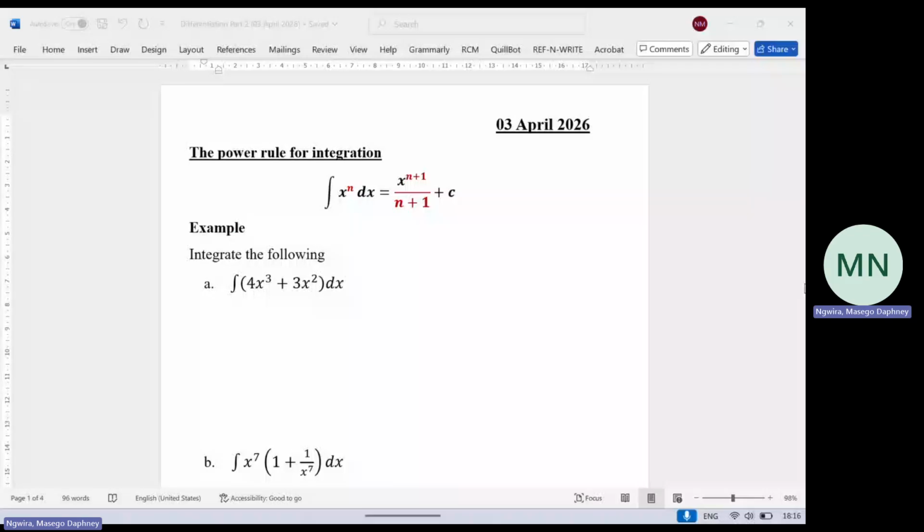Question. If you can remember the power rule, it says that the integral of x to the power of n is equal to x to the power of n plus 1 over n plus 1, plus c. So I am going to do another example before I introduce another subtopic under integration, in case you didn't understand the last time. So I'm going to repeat again.